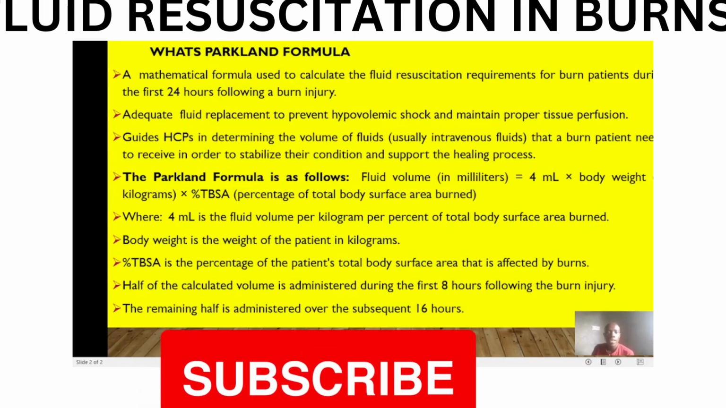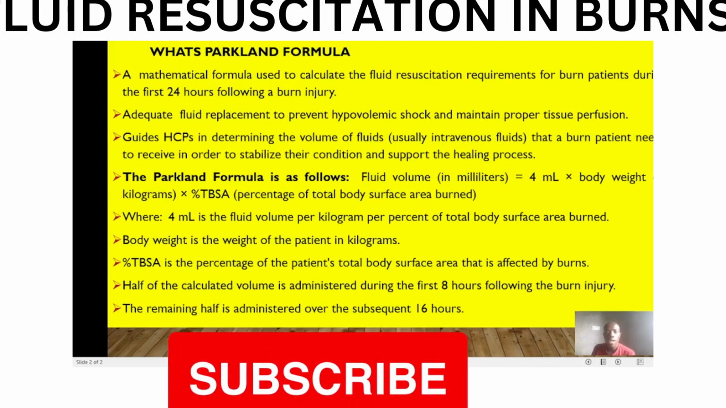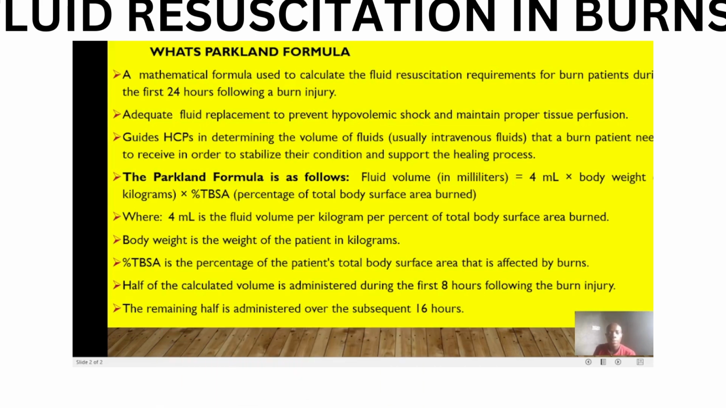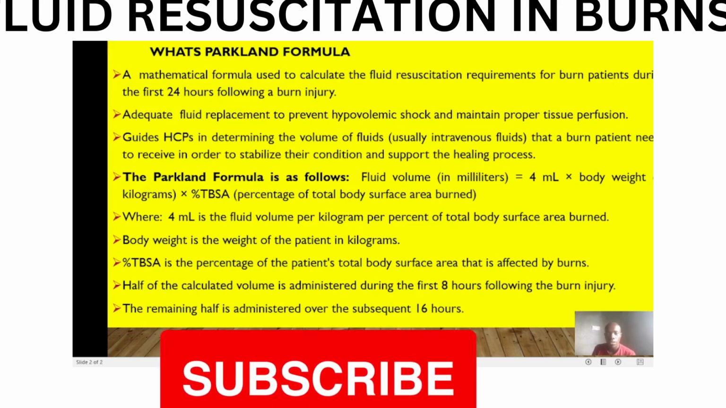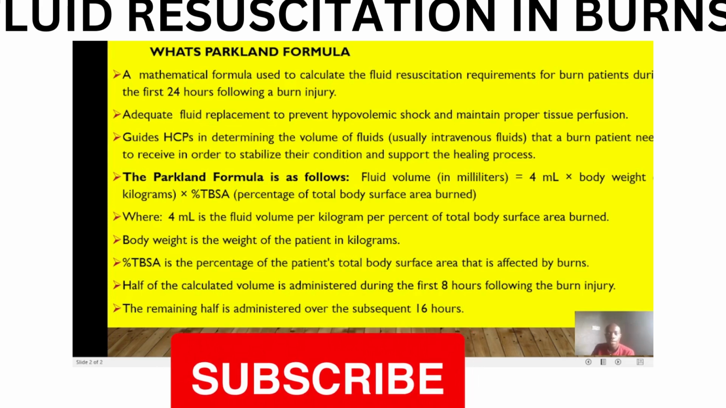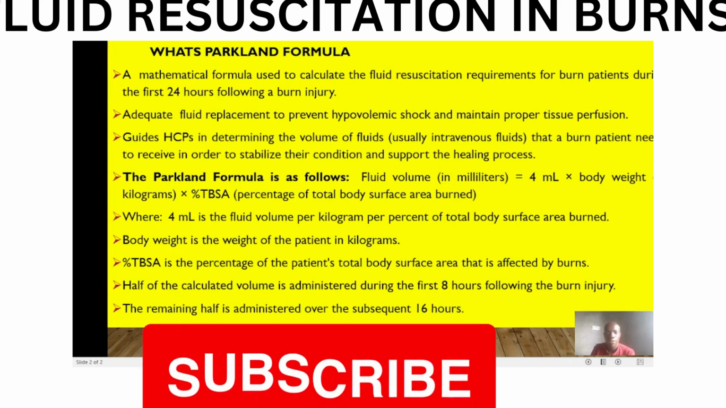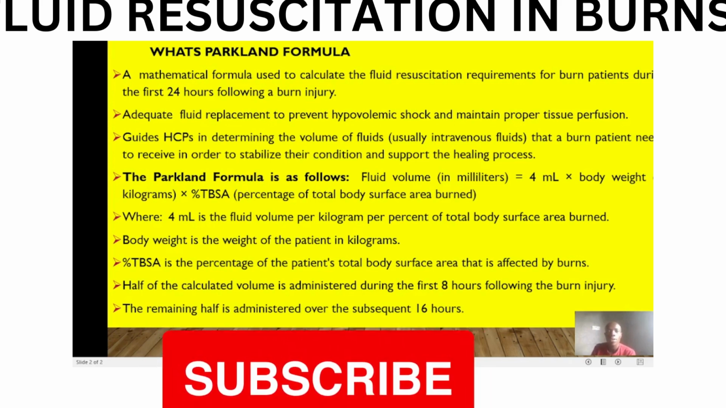After successfully calculating the total burn surface area, we are now supposed to calculate the amount of fluids we need to administer to a patient who has sustained burns. The easiest formula that we normally use is the Parkland formula, a mathematical formula that is used to calculate fluids for resuscitation in burn patients during the first 24 hours.